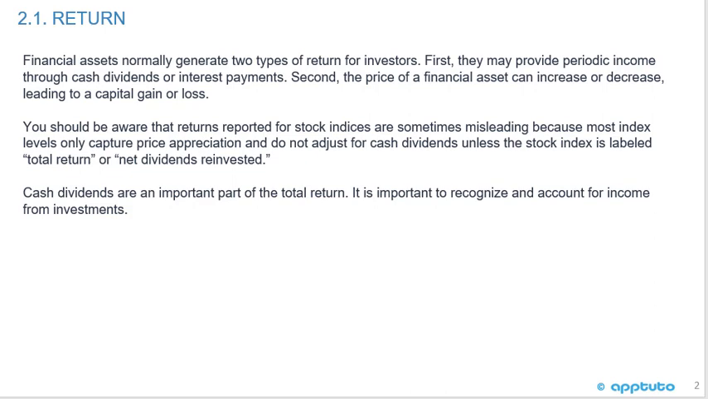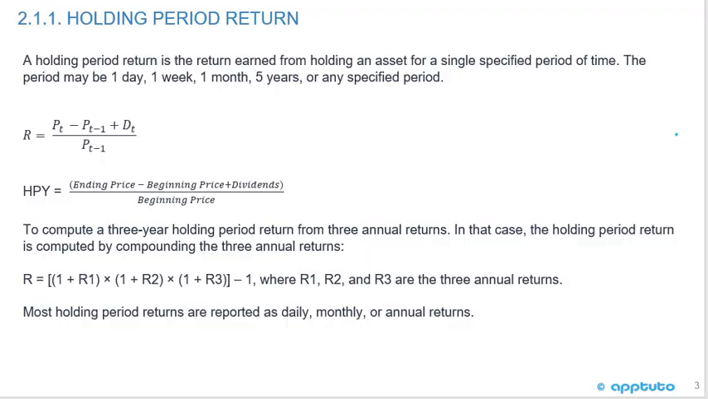You should be aware that returns for reported stock indices are sometimes misleading because most index levels only capture price appreciation and do not adjust for cash dividends unless the stock index is labeled as total return or net dividends reinvested. Cash dividends are an important part of total return. It is important to recognize and account for income from investments.